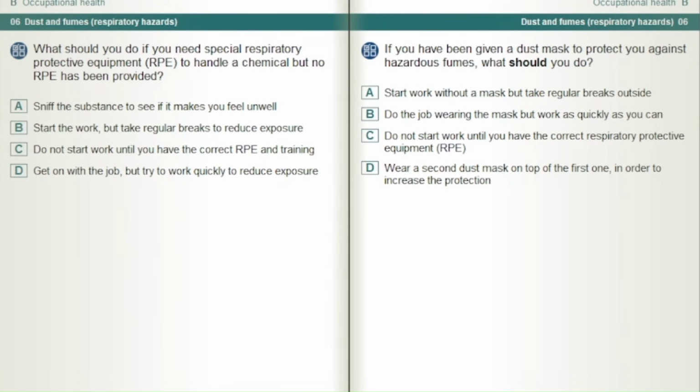What should you do if you need special respiratory protective equipment, RPE, to handle a chemical, but no RPE has been provided? Sniff the substance to see if it makes you feel unwell. Start the work, but take regular breaks to reduce exposure. Do not start work until you have the correct RPE and training. Get on with the job, but try to work quickly to reduce exposure.